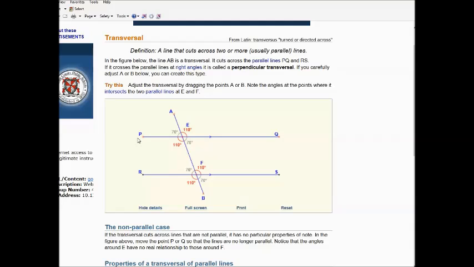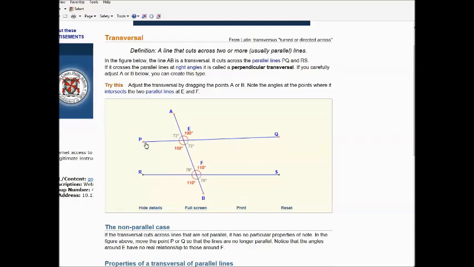Remember the special pairs of angles we talked about last time, such as corresponding angles, angles in the same position. Upper left, top left, top left. These corresponding angles are the same measure. The alternate interior angles are the same measure. The alternate exterior angles are the same measure. The consecutive interior angles, they're not the same measure. What is their relationship? That's right, they add up to 180, just like a linear pair adds up to 180.